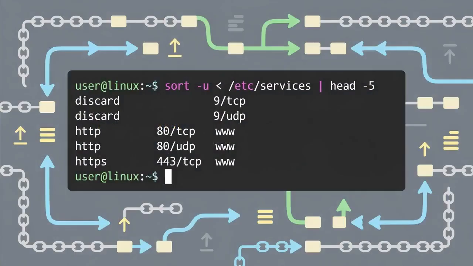Now we combine file redirection with a pipe. sort reads /etc/services, sorts it alphabetically and removes duplicates. Then the pipe sends that sorted, deduplicated stream straight into head -5, which keeps only the first 5 lines. This is a 2-stage pipeline, file into command, then command into command.